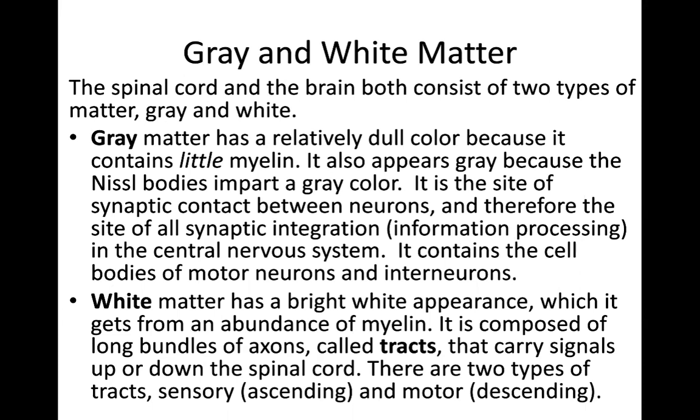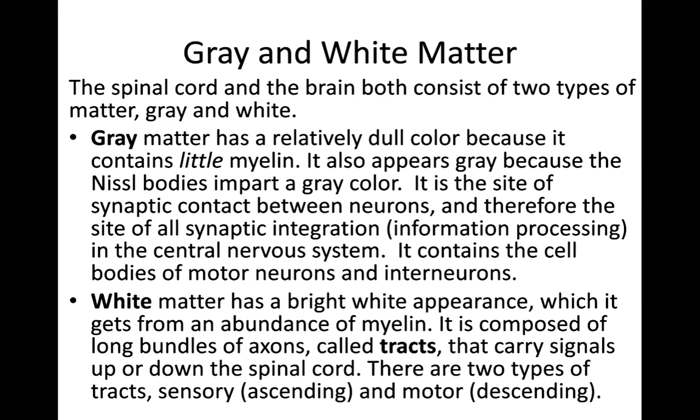Remember, synaptic contact is what we were talking about towards the very end of Tuesday's class, where two neurons meet and we trigger the release of neurotransmitters, which cross the cleft, bind to receptors, and trigger the opening of channels that can then cause a depolarization and thus an action potential in what we call the postsynaptic neuron. The gray matter is the site of all synaptic integration or information processing in our central nervous system. This is where the really high level processing takes place.